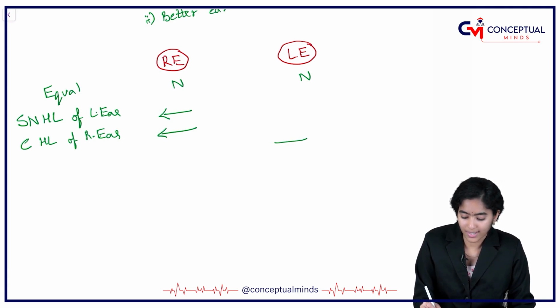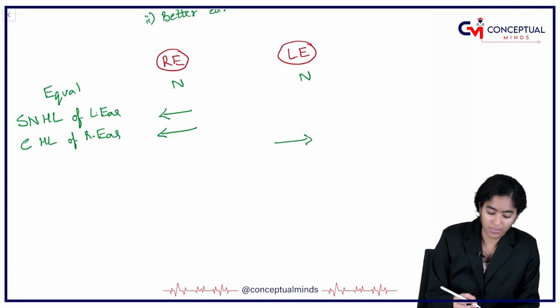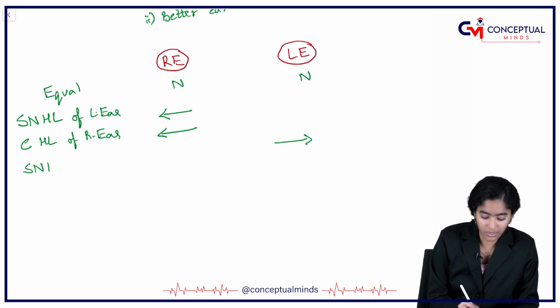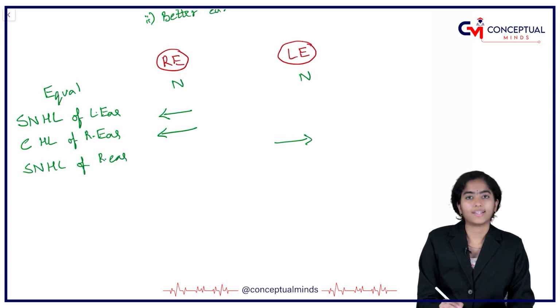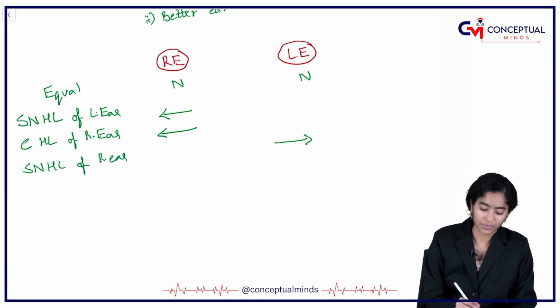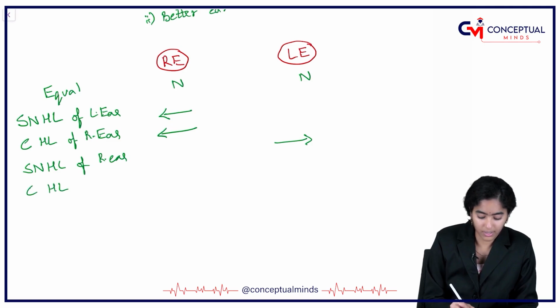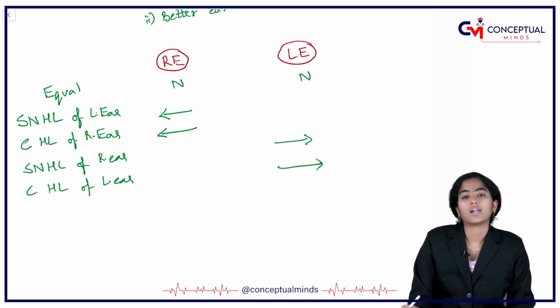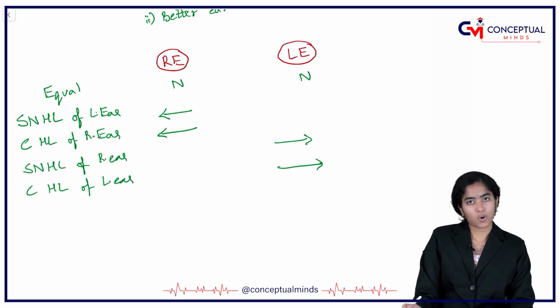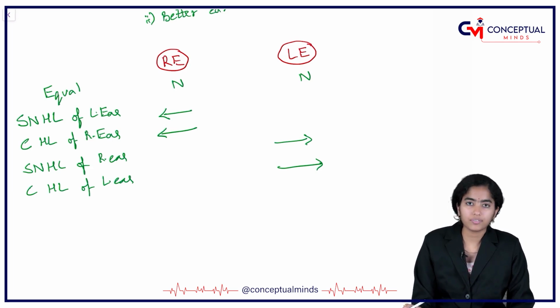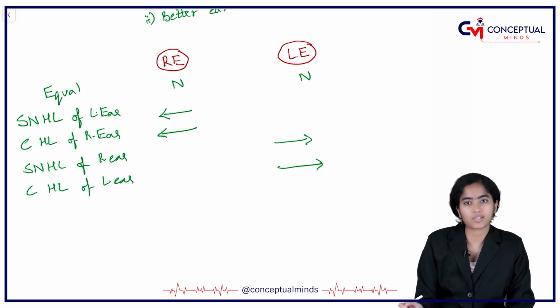When is the sound lateralized to the left ear? Opposite, when there is sensorineural hearing loss of the right ear. Then sound is lateralized to the left side. Or when there is conductive hearing loss of the left ear, then also the sound is lateralized to the left side. Now it is possible that the patient can have conductive type of hearing loss in both ears.